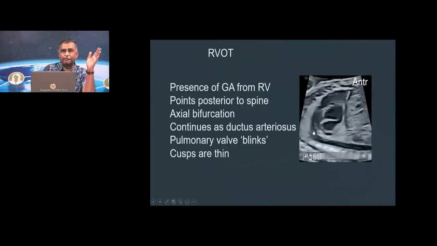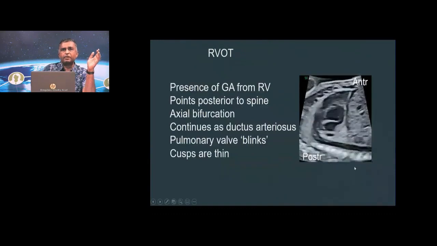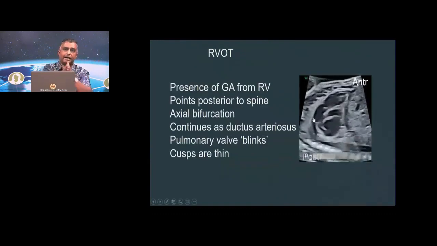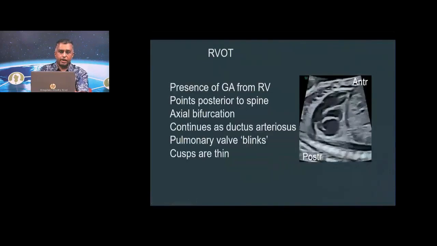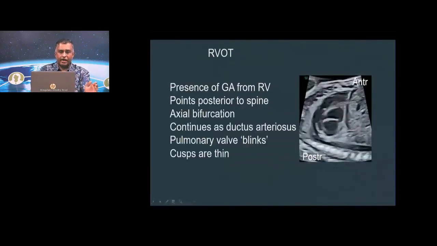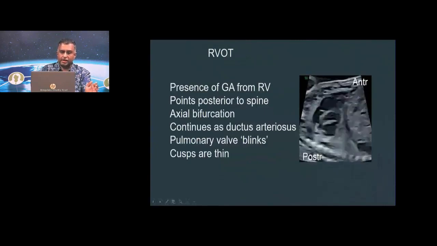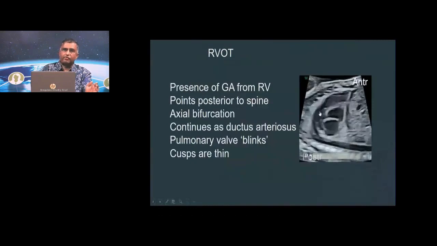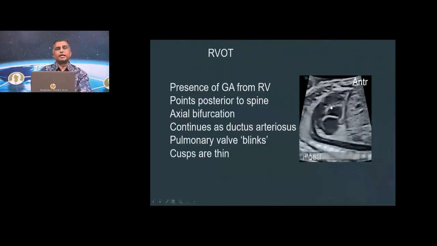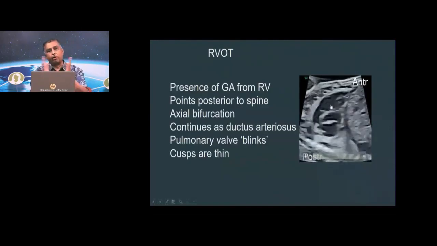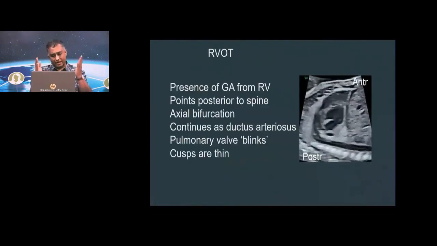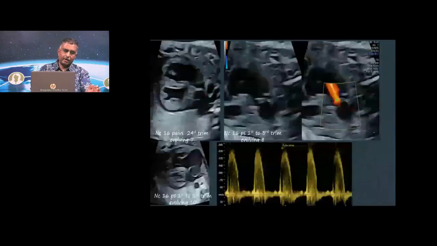But where is this great artery pointing? It's pointing directly to the spine. Remember, the pulmonary artery has a direct posterior course, points posteriorly. There is an axial bifurcation. If you do an axial view, you will find it bifurcating, and in the sagittal view, it continues as the ductus arteriosus, and just like the aortic valve blinks, you can see the pulmonary valve which blinks. It's thin cusps, and they open and close, they blink during the cardiac cycle.